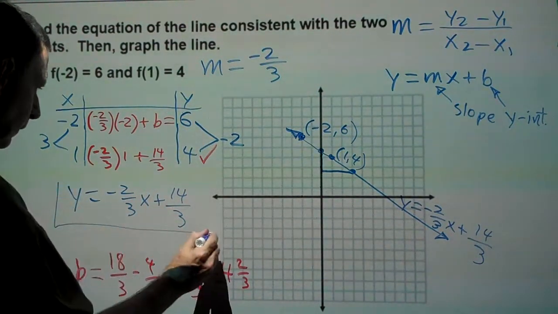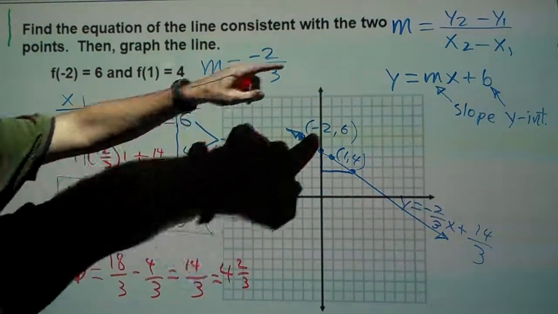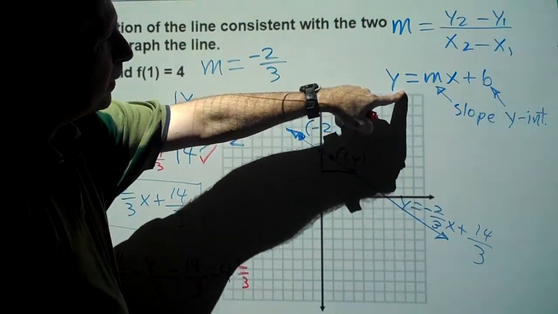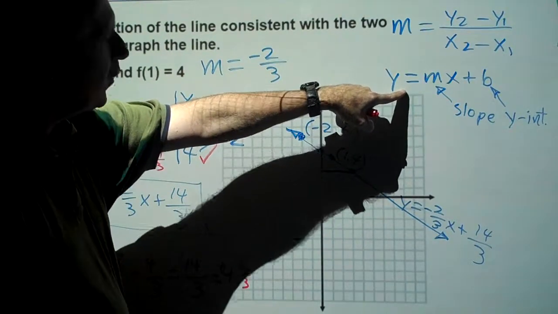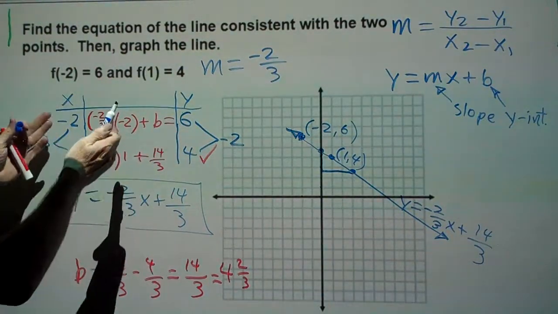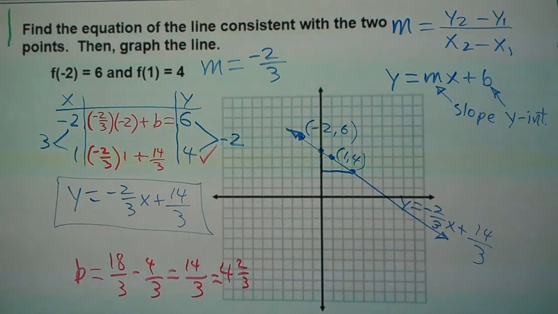So this is how to use the slope formula and the slope-intercept form of the equation of the line, using this graphic organizer form to find these equations.